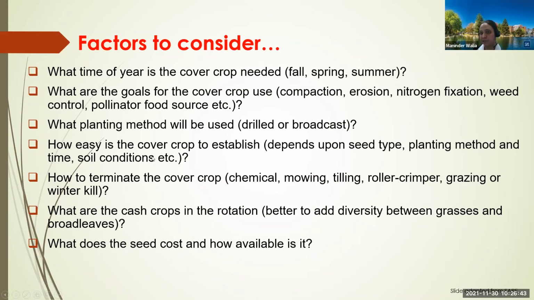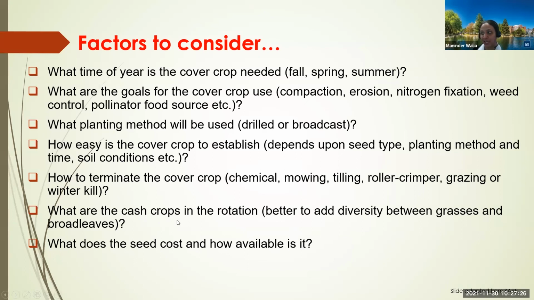The other factor to consider when choosing the cover crop or any crop on the piece of land is the planting method. Are we going to drill the seed, or are we going to broadcast? It's also good to see how the cover crop is establishing. It all depends upon seed type, how we are planting, what time of the year, and the condition of the soil. Before we go into these factors, it's very important to know the termination method, whether we are going to terminate by chemical, mowing, tilling, roller crimping, grazing, or winter kill, because that will dictate other factors as well.